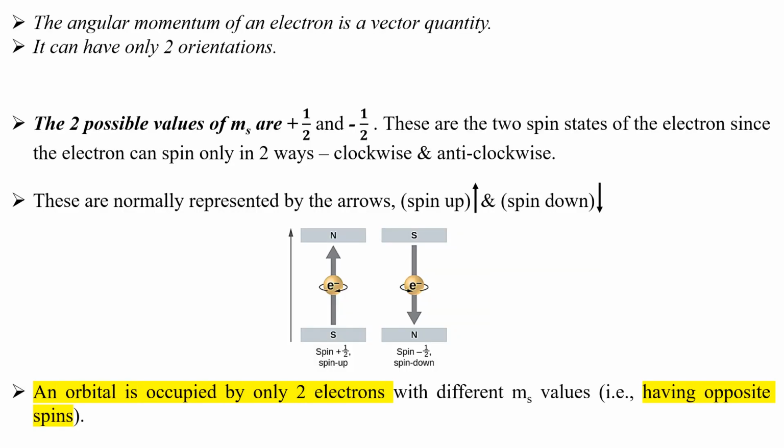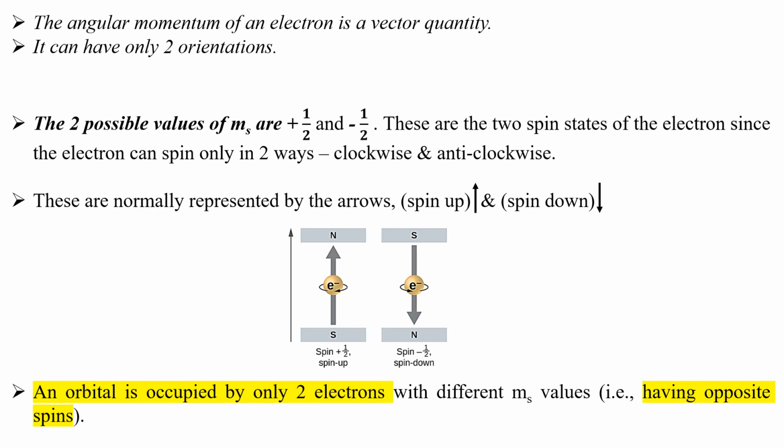The angular momentum of an electron is a vector quantity, so it can have only two orientations. So ms can have only two possible values, which are plus half and minus half, and these values represent the two spin states of the electron. An electron can spin only in two ways, either clockwise or anti-clockwise. This clockwise and anti-clockwise spin of the electrons are represented by an upward arrow which represents spin up position and a downward arrow which means spin down position.